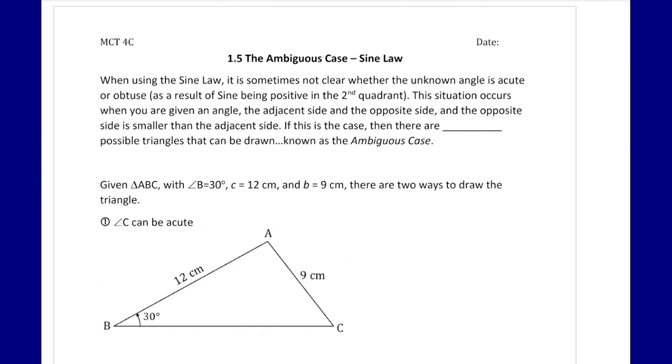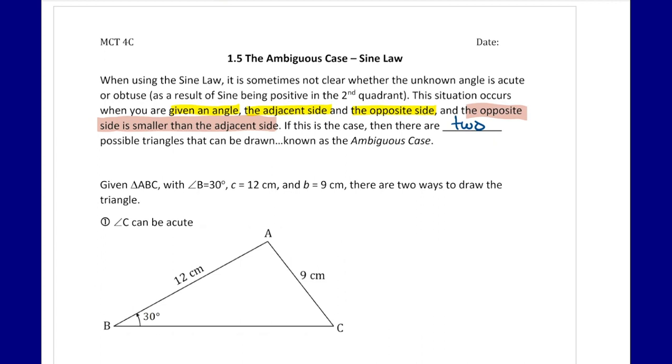So this situation occurs when you are given an angle, the adjacent side, and the opposite side, and specifically when the opposite side is smaller than the adjacent side. If this is the case, then there are two possible triangles that can be drawn. And this is known as the ambiguous case because, again, we don't know which one it is based off of the information we're given.